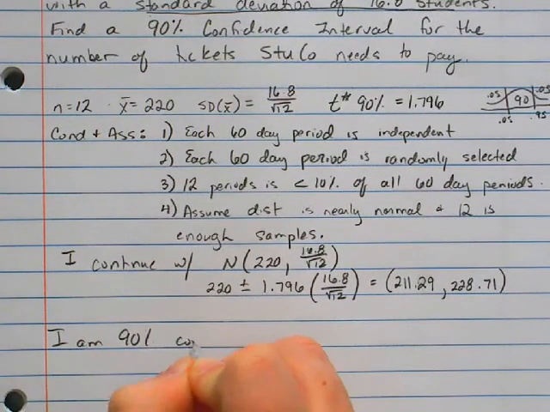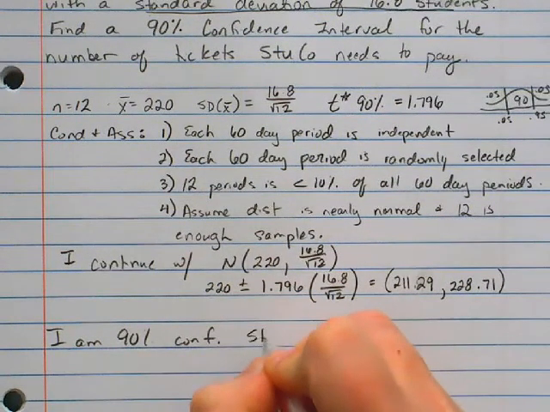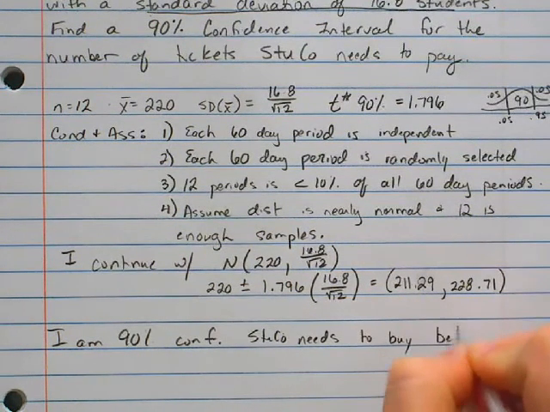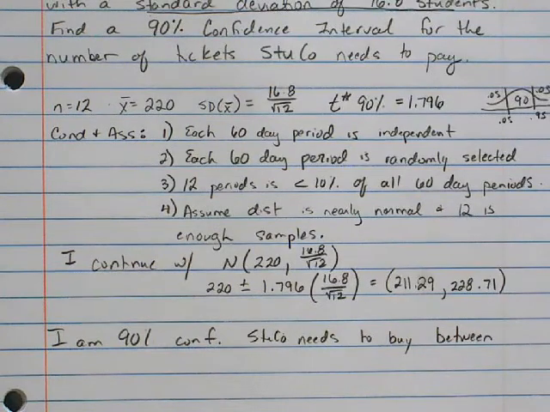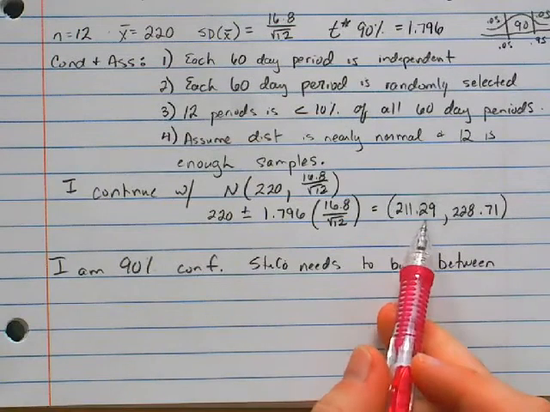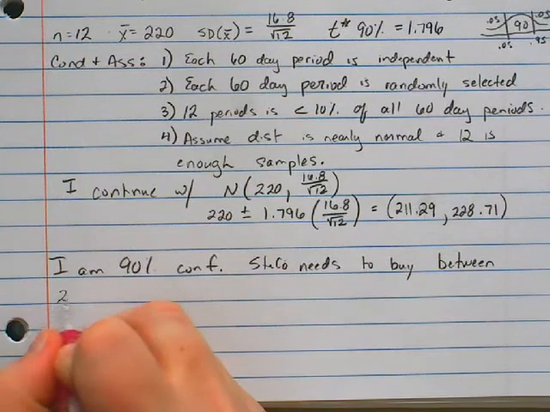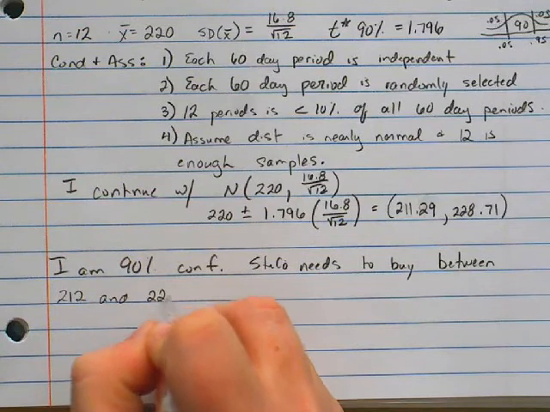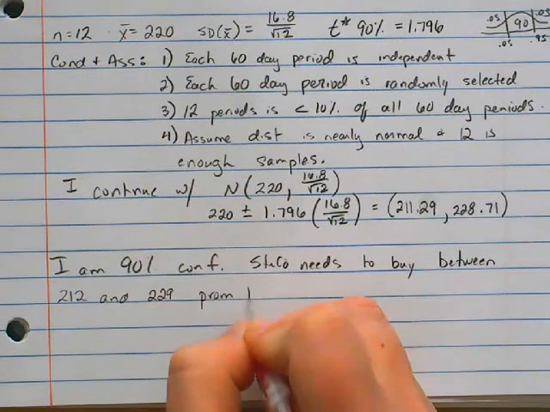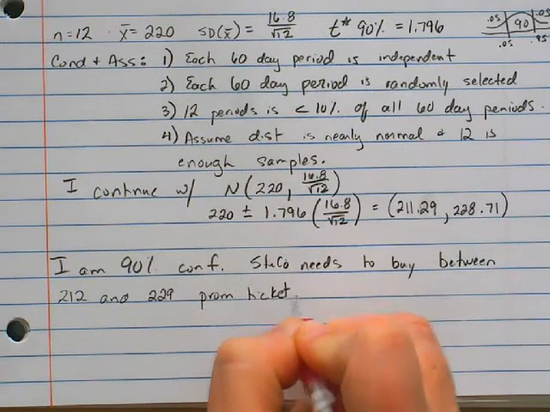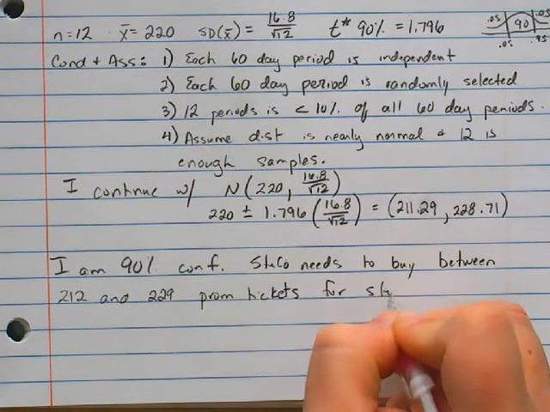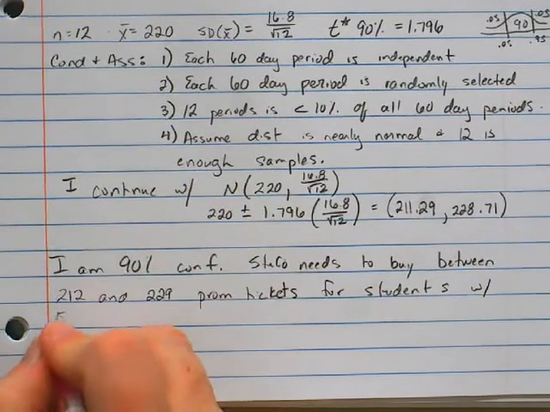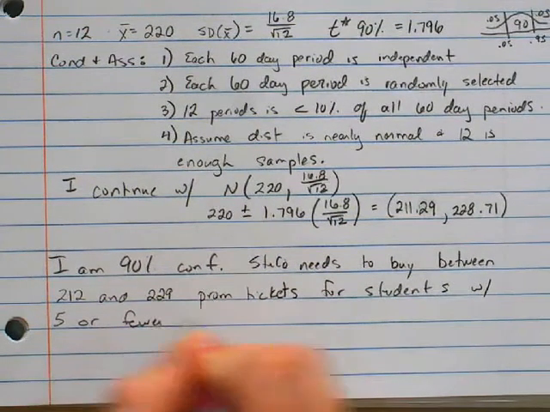I am 90% confident Stuco needs to buy between, okay, now remember, we're talking about people here. I can't buy part of a person's ticket. Right, so 212. So between 212 and 229 prom tickets for students with 5 or fewer absences.